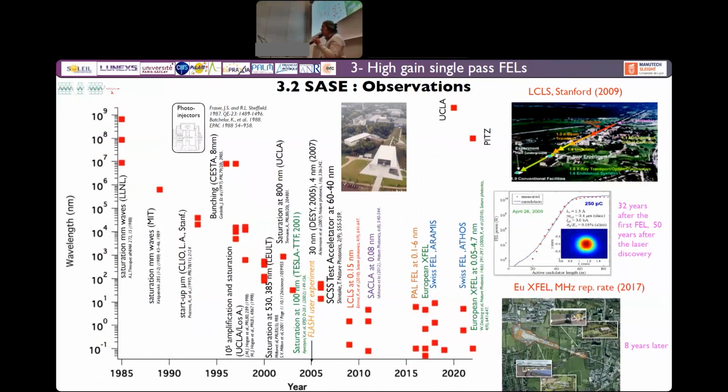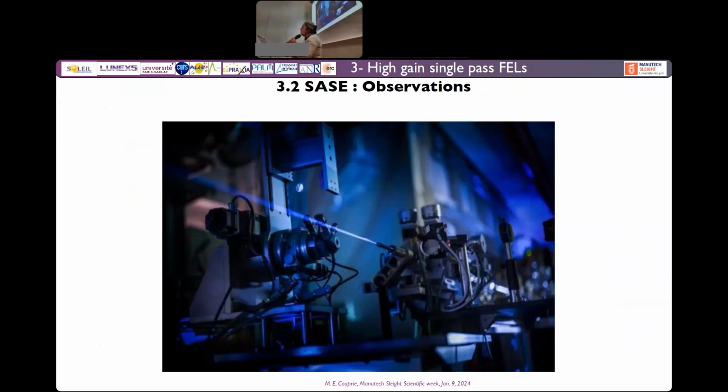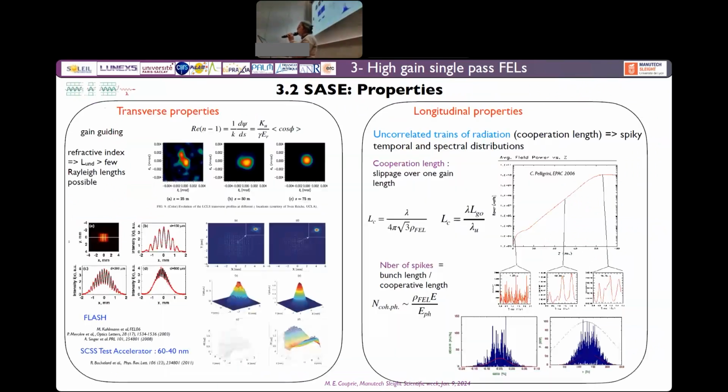If I recapitulate the evolution of SASE, we started in the 80s with saturation in the millimeter range, and we can see a kind of linear dependence with time going towards shorter wavelengths. This is really due to the fact that we improved the quality of the electron beam over the years, thanks to the development of photoinjectors. So you see here the observation of the FEL in Hamburg. It was even complicated to deal with the beam dump because it's so powerful.